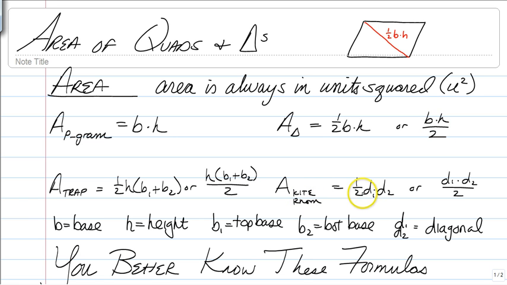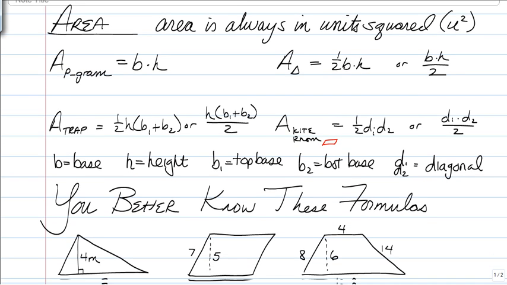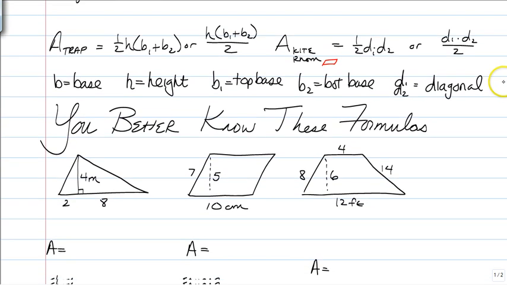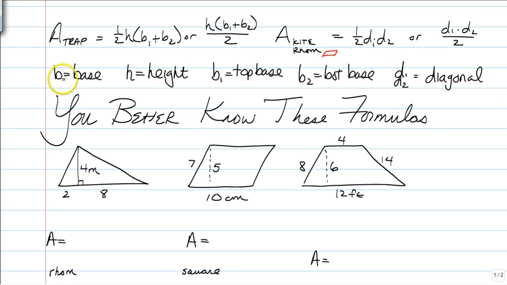In a kite, you have to use 1/2 diagonal 1 times diagonal 2, but you can also do that for a rhombus. Now remember, a rhombus is also a parallelogram. So you can use base times height if you have that information for a rhombus. Now rectangles and squares are also going to be base times height. So those are the formulas you really need to know. Now here is a list: B represents base, H is your height, B1 is top base, B2 is the bottom base, and D1 and D2 are your diagonals. That's what all those letters mean in the formulas.